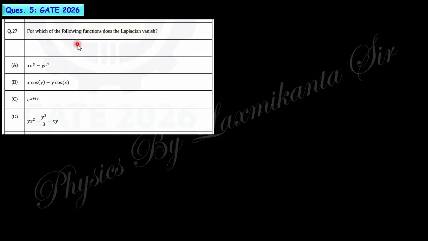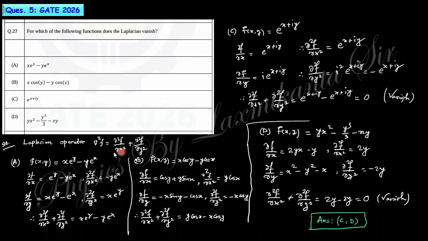Next question says, for which of the following functions does the Laplacian not vanish? Laplacian vanishing is nothing but grad square phi being 0. The given function has partial derivative del f del x, that is e to the power y, and the second derivative is this one, so their sum will be like that. Similarly for option B, this is for option C, and this is for option D. You can see options C and D give you 0, so the answer will be options C and D.